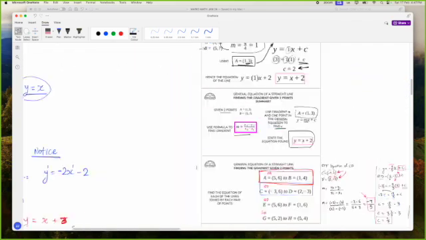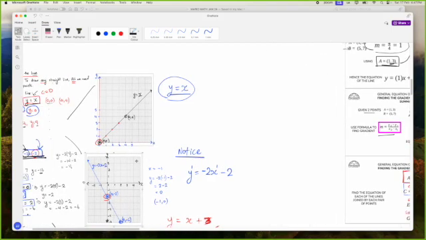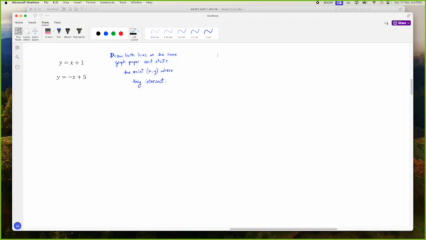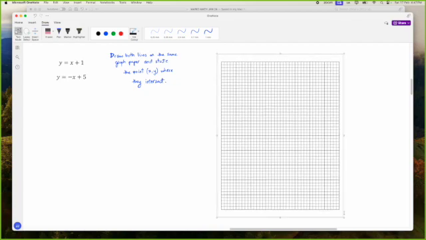I need my graph paper for this, and this question serves as the segue into the next. Draw both lines on the same paper and state the point XY where they intersect. And let me put my graph paper here, and I'm gonna just blow up my graph paper a little bit. So you had to draw both of the lines on the same graph paper and state the point where they intersect, right? So let me do this.